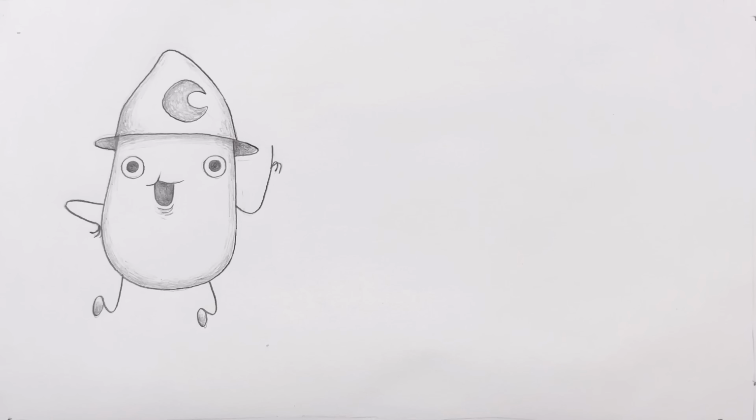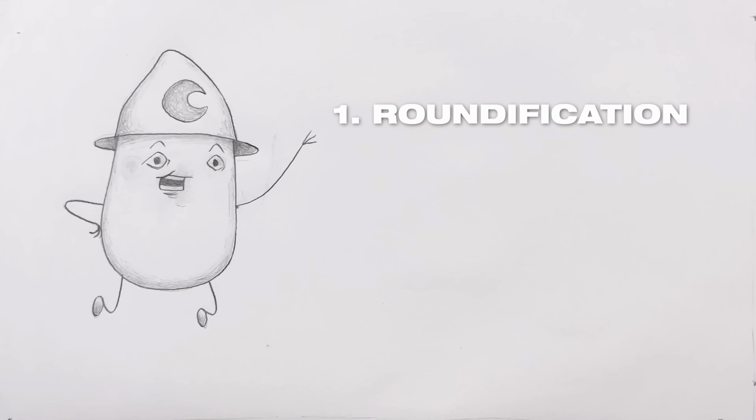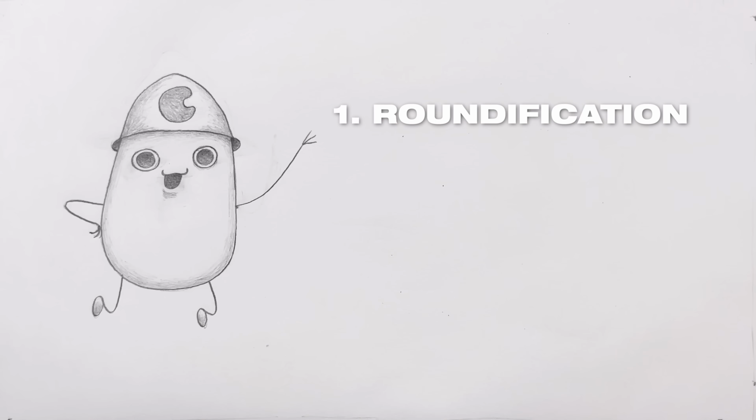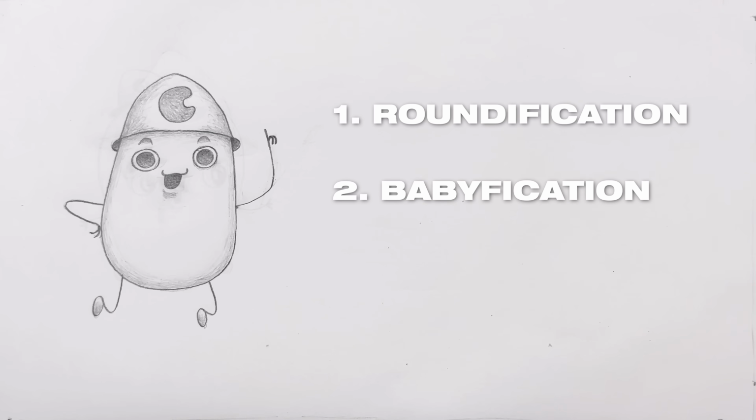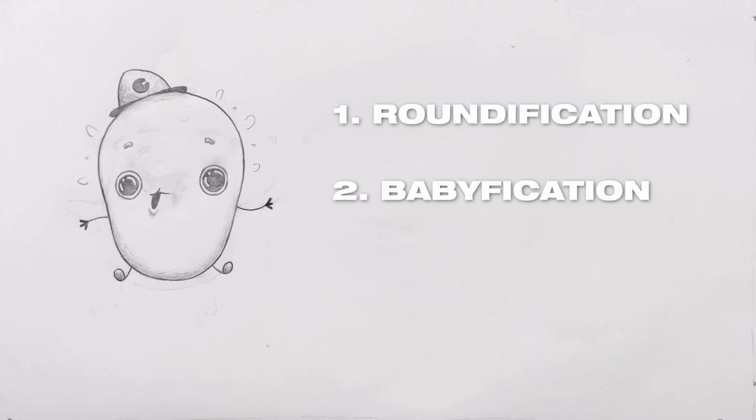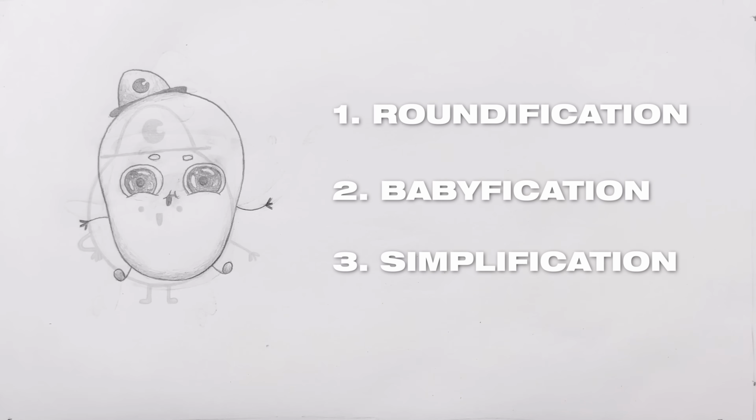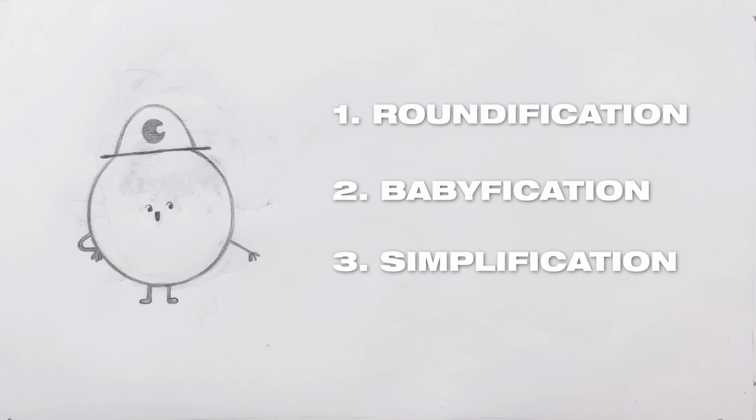So as a quick summary, what are the overall techniques? One, roundification, which is smoothing out your features to bring out that cuteness. Two, babyfication, whether it's with silly proportions and adorable facial features. And three, simplification, so distilling the complexity of a face down to something looking like this. These are just the ones that we've covered here in this video.